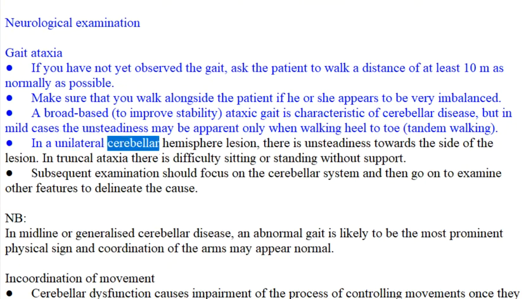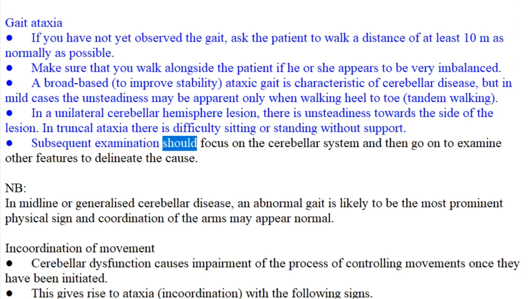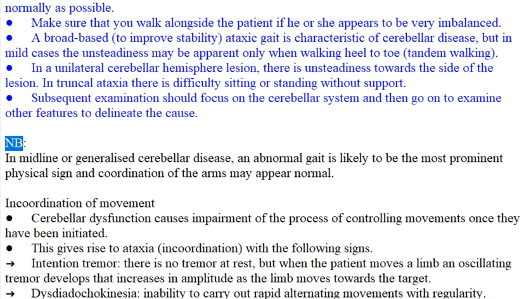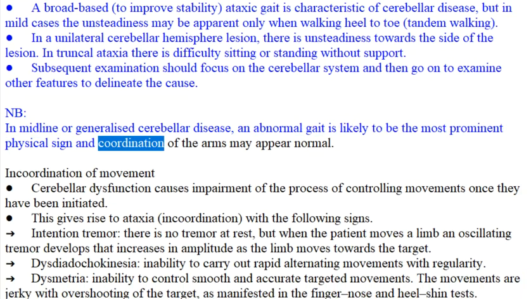In a unilateral cerebellar hemisphere lesion, there is unsteadiness towards the side of the lesion. In truncal ataxia there is difficulty sitting or standing without support. Subsequent examination should focus on the cerebellar system and then go on to examine other features to delineate the cause. NB. In midline or generalized cerebellar disease, an abnormal gait is likely to be the most prominent physical sign, and coordination of the arms may appear normal.